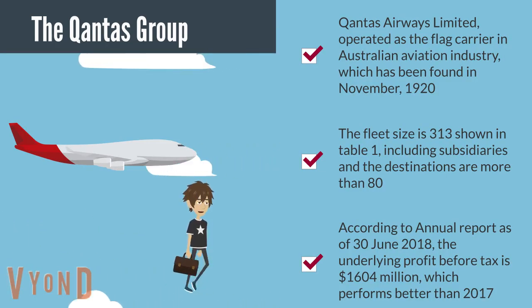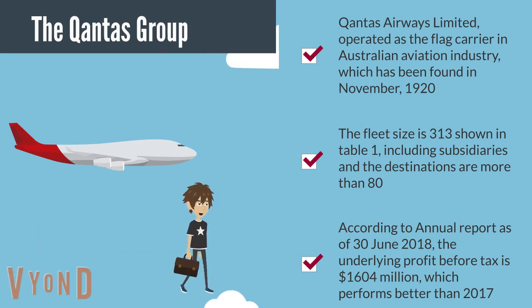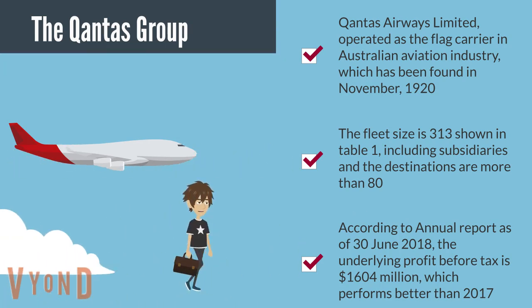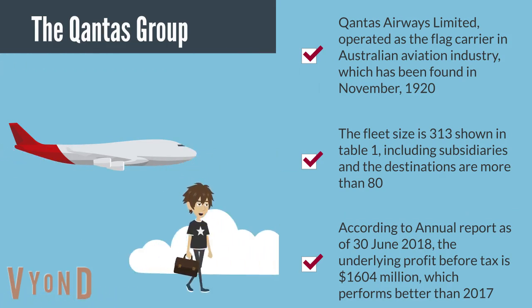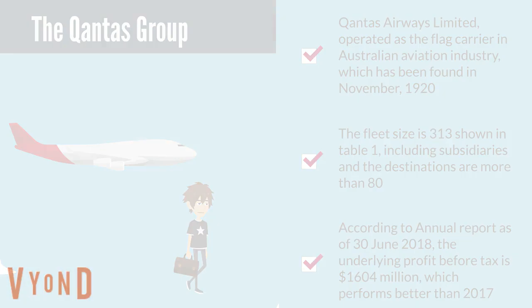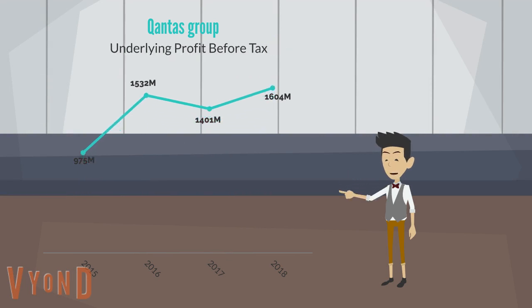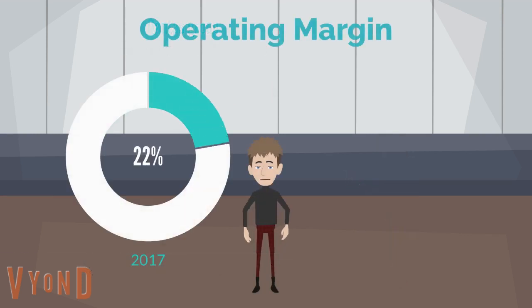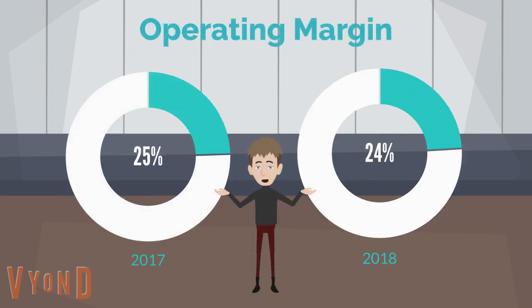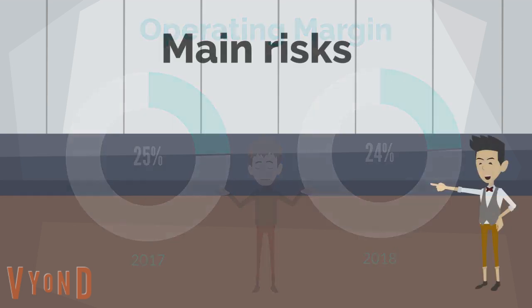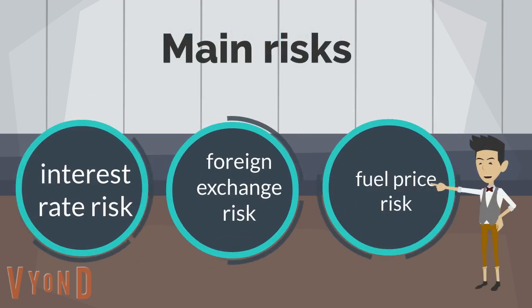According to the annual report as of June 30, 2018, the underlying profit before tax is $1,604 million, which performs better than 2017. Furthermore, the operating margin is reduced to 24.1% in 2018, compared to 24.5% in 2017. Next, let's move on to the body part, main risks.